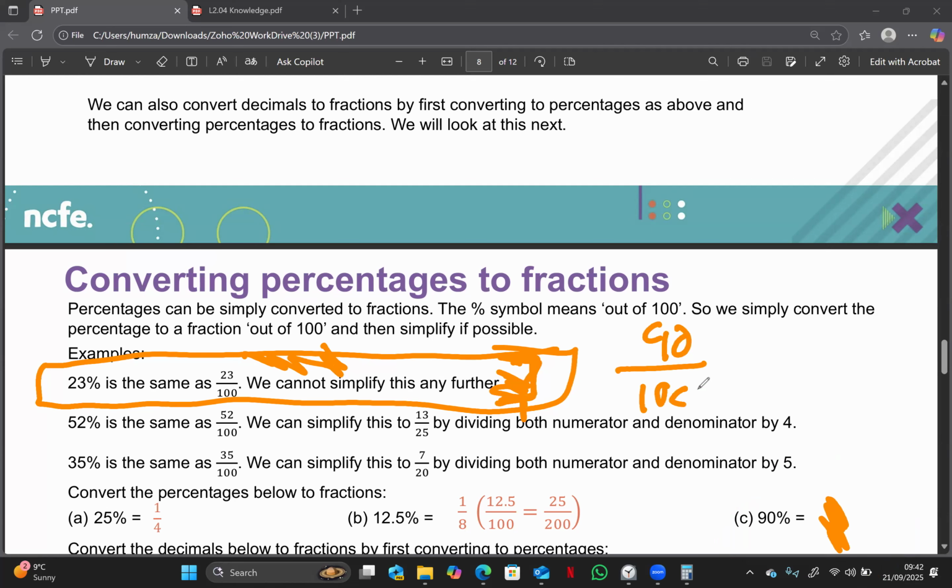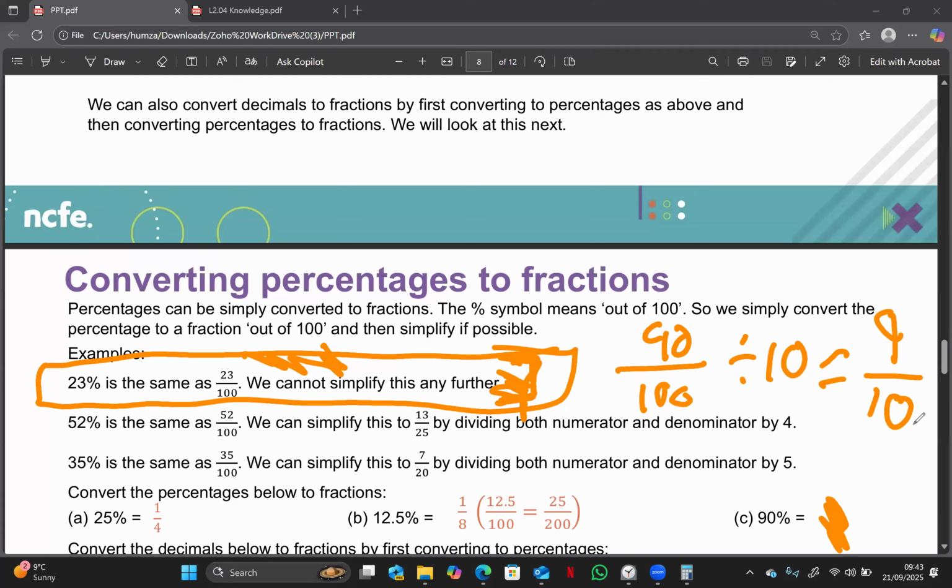But can we simplify this? Can one number go into 90 and 100? Can we divide both by the biggest number? What is it? 10. Yes, exactly. Do you understand, Daniela? Yes. So if we divide both by 10, what do we get? 9 over 10. Exactly. So can we simplify that anymore? Can another number go into these two, 9 over 10?